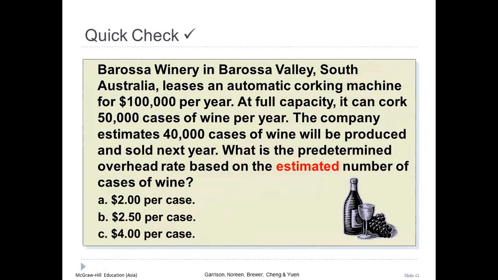So let's take a quick check. Here we've got a vineyard in Australia. Barossa Winery in Barossa Valley, South Australia, leases an automatic corking machine for $100,000 a year. At full capacity, it can cork 50,000 cases of wine per year. The company estimates that 40,000 cases of wine will be produced and sold next year. What is the predetermined overhead rate based on the estimated number of cases of wine?